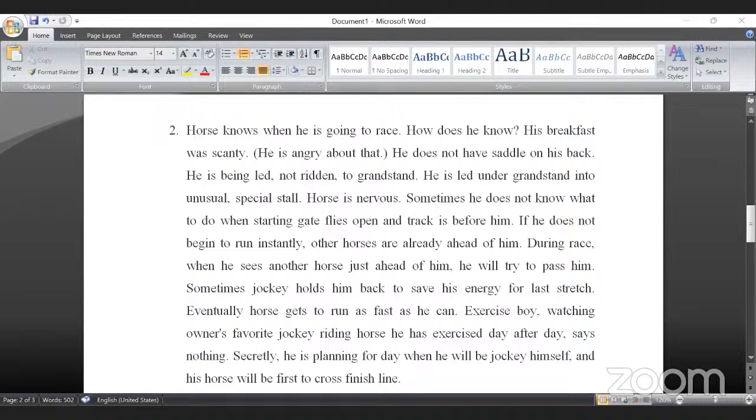Next one, if he does not begin to run instantly, other horses are already ahead of him. No article. Okay, we don't need anything there. Horses, because it is in plural form, we know plural forms don't require any article, right? No articles required, unless there is something specific that has to be mentioned.